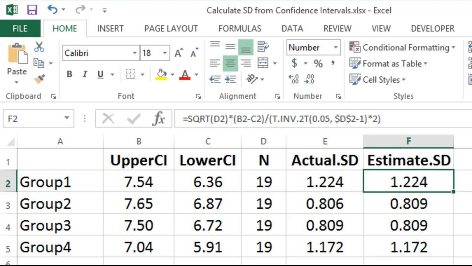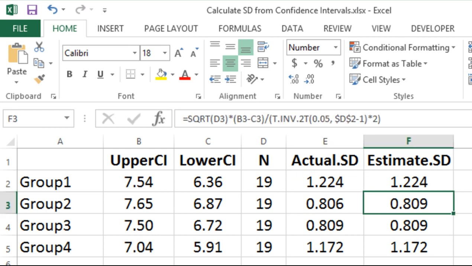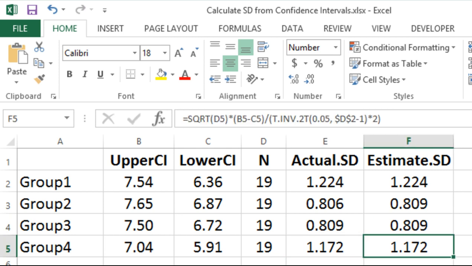Look how accurate that is. 1.224, actual 1.224. This one here is a little bit off to the 3rd decimal place, but not too bad. This one gets back on, and this one's back on track as well. So that is how you can calculate the standard deviation from a confidence interval.